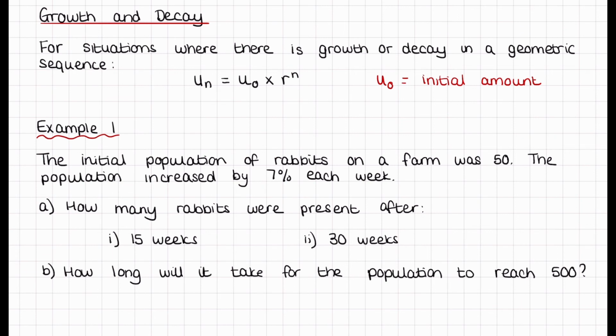So the initial population of rabbits on a farm was 50. The population increased by 7% each week. How many rabbits were present after 15 weeks and 30 weeks? And then how long will it take for the population to reach 500?